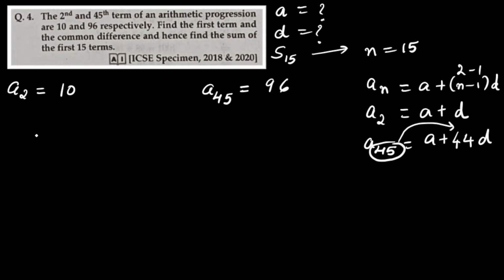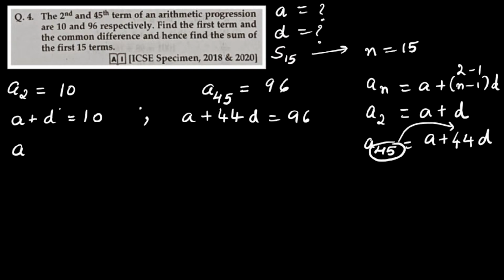So let's write the equations here. a plus d is equal to 10, and a plus 44d is equal to 96. So we have two simultaneous linear equations with the variables a and d. Again I will do it by substitution. You can follow any other method of your choice, elimination or cross multiplication. It's fine.